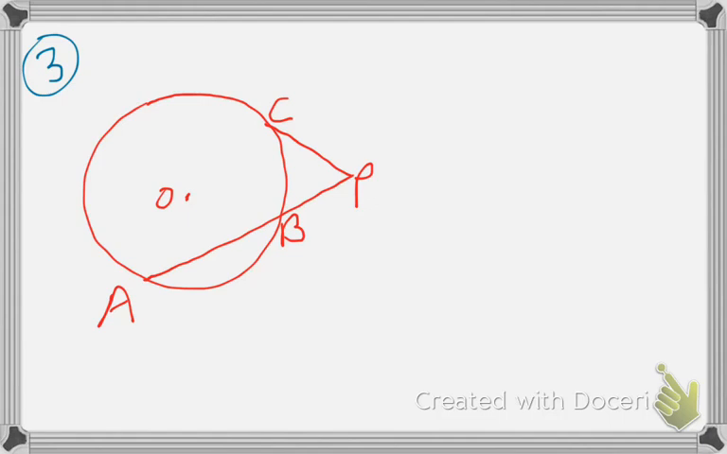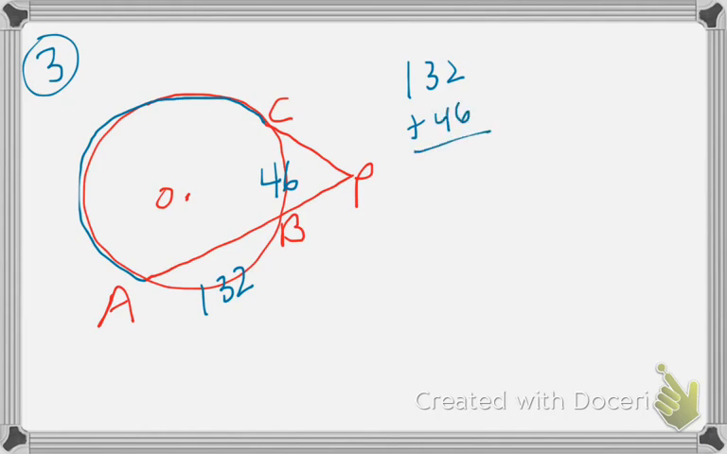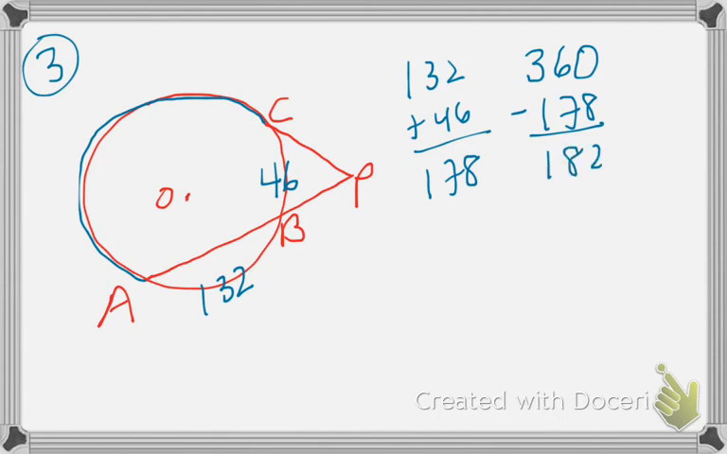Okay, this is number 3. We're told that arc AB is 132. That's this one right here. And arc CB is 46. So if we want to find the rest of this big arc over here, we can just add 132 plus 46. We get 178. And then we know that there's 360 degrees in the whole circle, and we can subtract 178. That will give us 182 for this part over here.